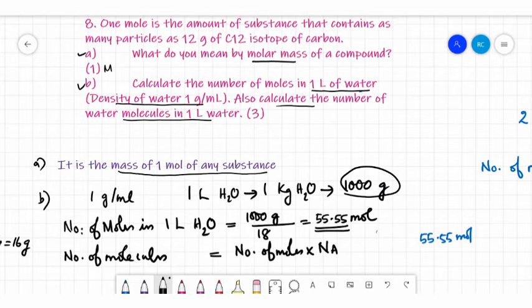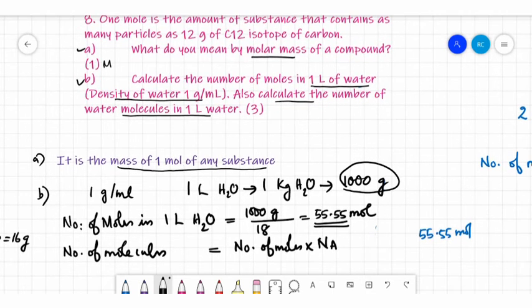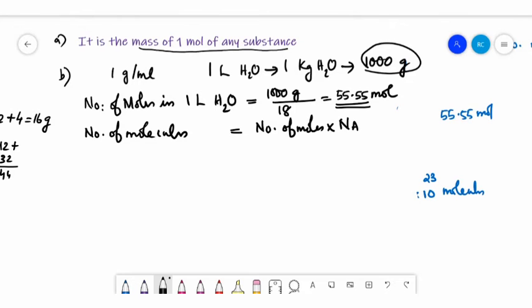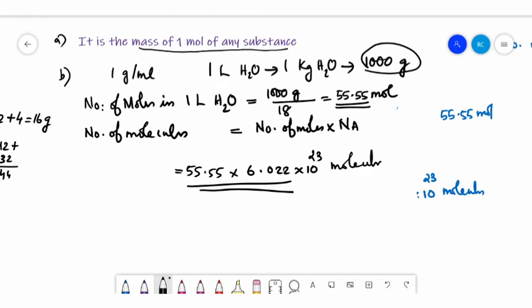So the number of moles we already got as 55.55, which we need to multiply with Avogadro number. 55.55 mole into Avogadro number, that is 6.022 into 10 raised to 23. So 1 liter of water contains 55.55 into 6.022 into 10 raised to 23 molecules. Okay. Now next question.